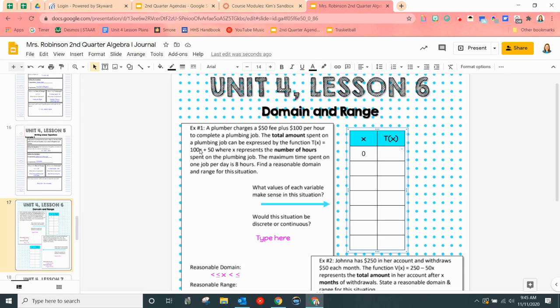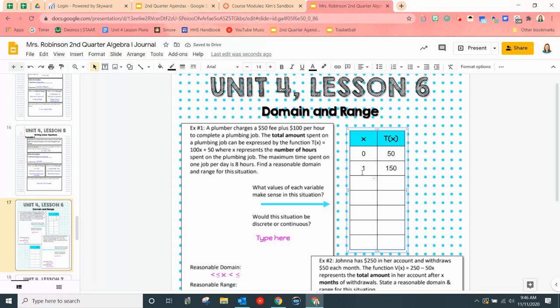Well, since I'm not being charged $100 for any hours, but he did still show up at my house, I'm going to have to pay him the $50 service fee for just coming out to my house. Let's think, what if he works 1 hour? How much would the charge be? If he worked 1 hour, that's $100 an hour, so that's $100 plus the $50 service fee, right?